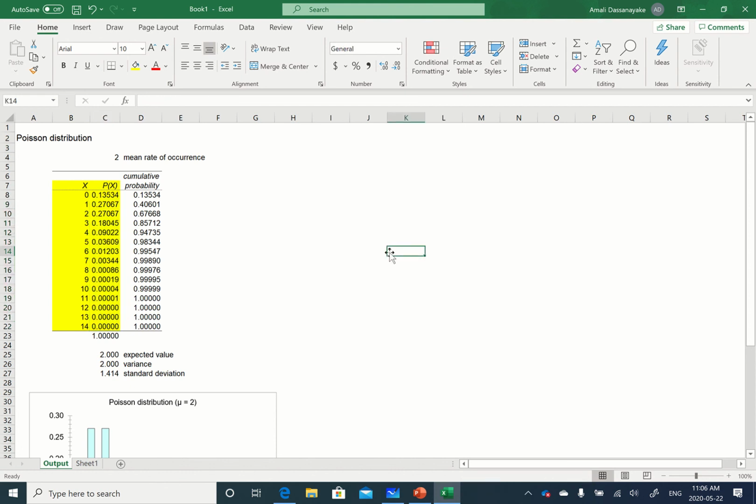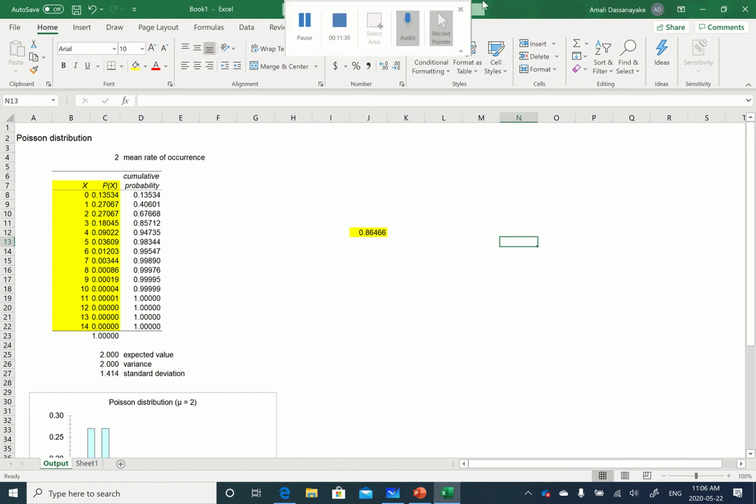Or else you can use the complement rule. You know the probability of 0 is this much, so you can do 1 minus that, 0.13534, which gives you the exact same answer. Okay, right. So that's how you work with the Poisson probability distribution.